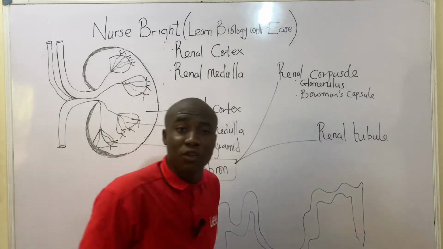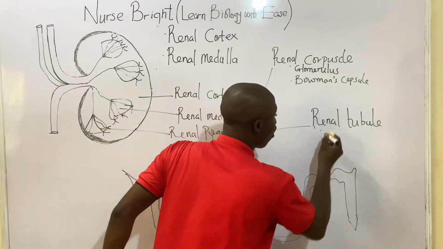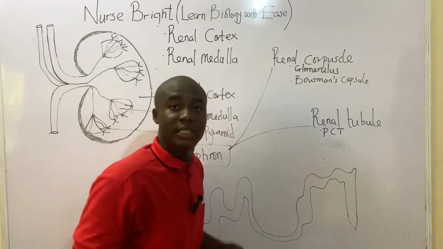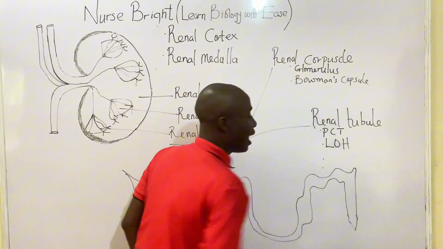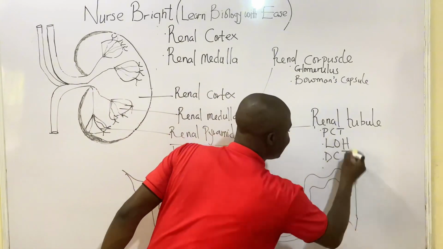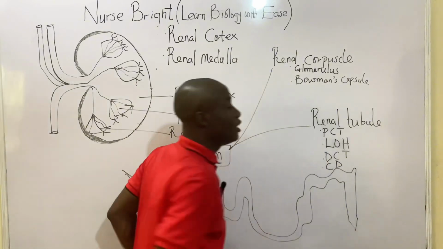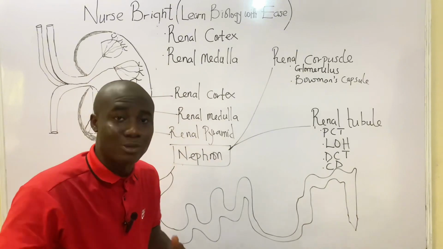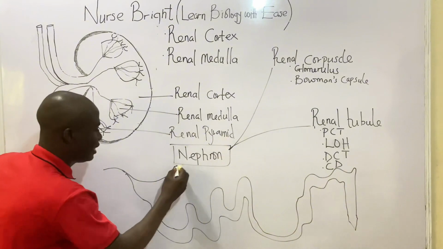Whereas the renal tubule is divided into the first part called the PCT, which I'll tell you what it means, the other part called the LOH, and also the other part called the DCT, and lastly the CD. So all of these are the components of the renal tubule, which I'm going to talk about as we progress. So for the glomerulus, this is the glomerulus. I believe you can see the glomerulus.